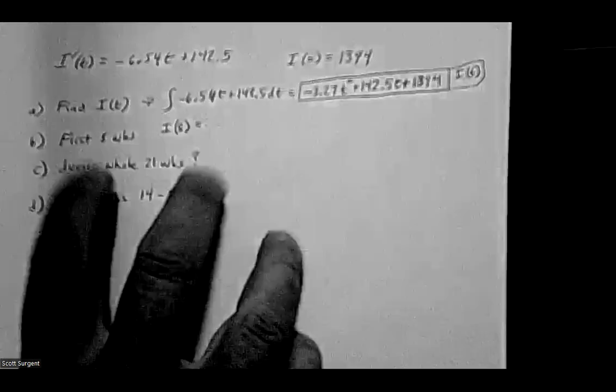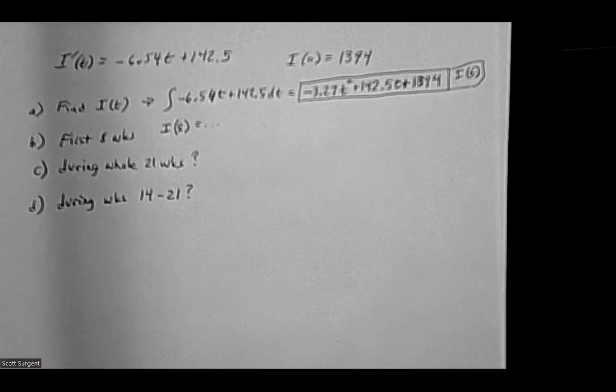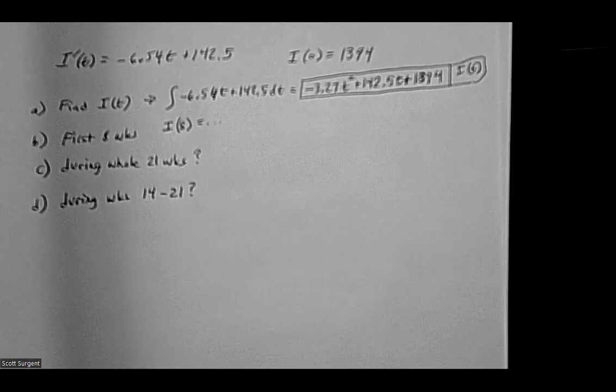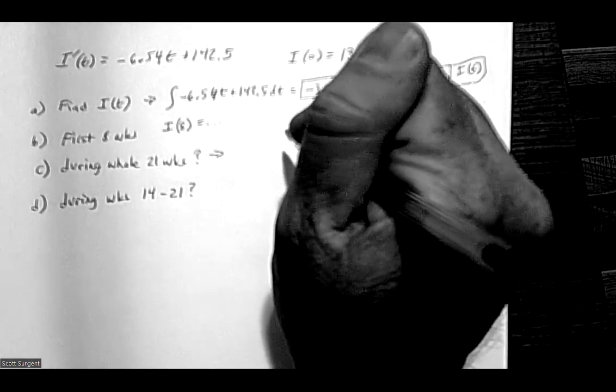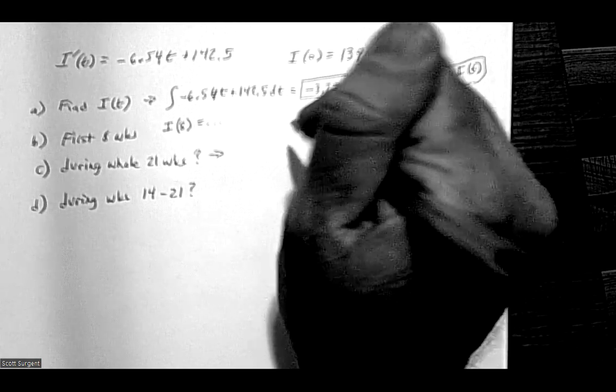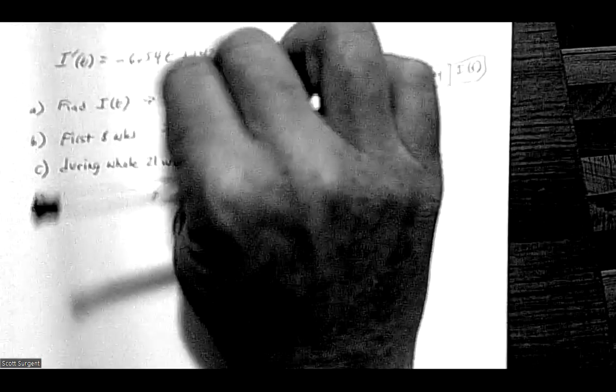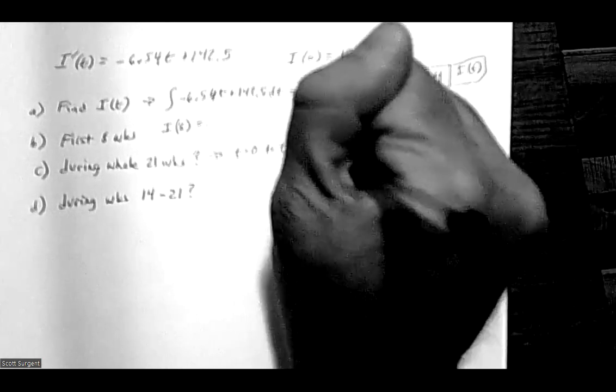The last two, you're going to want to integrate. So during the whole 21 weeks, let me think about that. We just did the integration. So we have 0 to 21. Actually, we just pop in 21. So we go from t equals 0 to t equals 21.